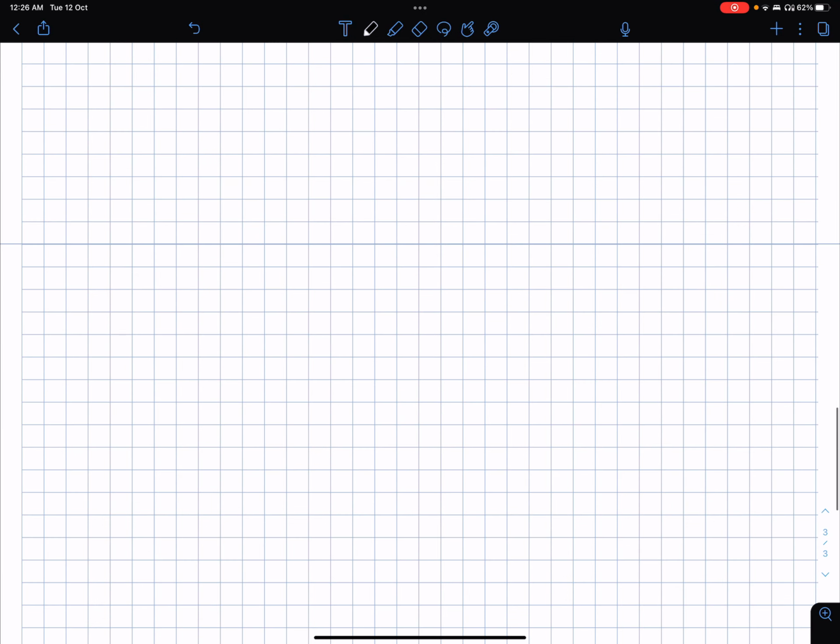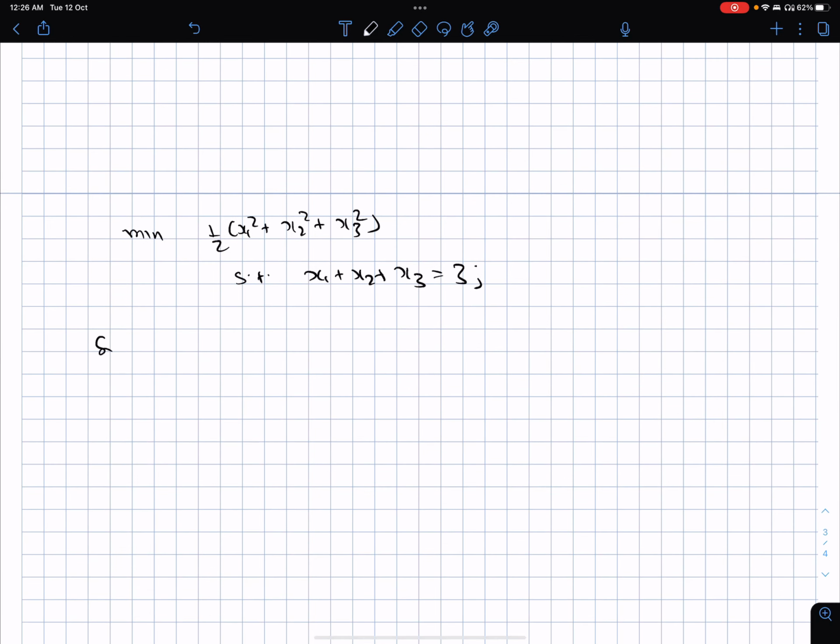But look at this problem. Actually both these problems I have taken from example problems in Bertsekas, in the section on NEP problems. The other problem that I am now discussing is, suppose I want to minimize half of x1 square plus x2 square plus x3 square subject to x1 plus x2 plus x3 equal to 3. Maybe I have already done it earlier, but if I have not, then also it's okay.